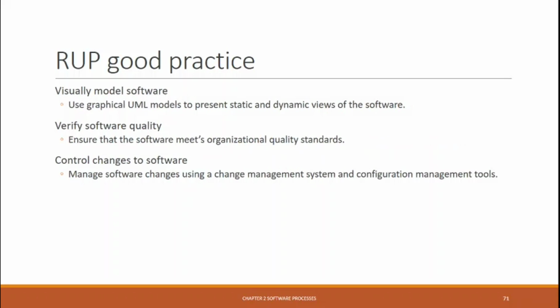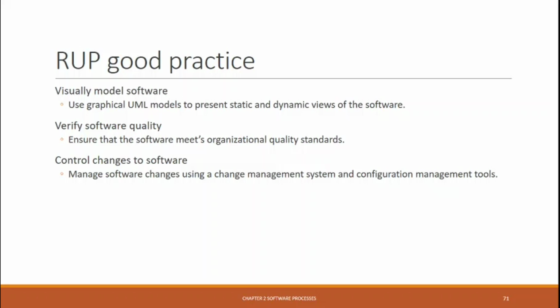And visually model software. Visual modeling means using graphical UML models to represent static and dynamic views of the software. So we have a lot of UML models available in the tool. According to that, make use of the static view and dynamic view while developing software. Verify the software quality. Ensure the software meets the organization's quality standards. There are some standards that have to be maintained while developing software, whether it meets the standards or not.